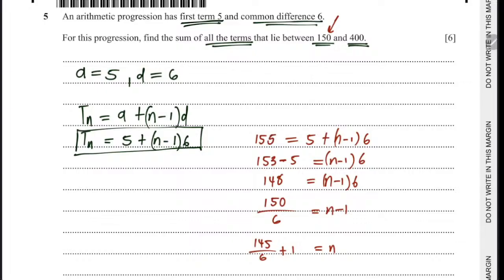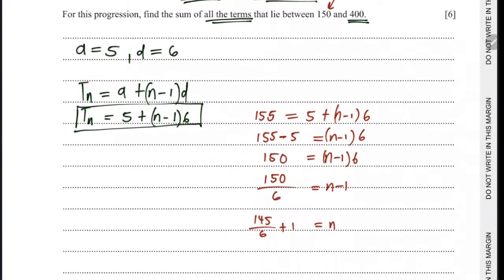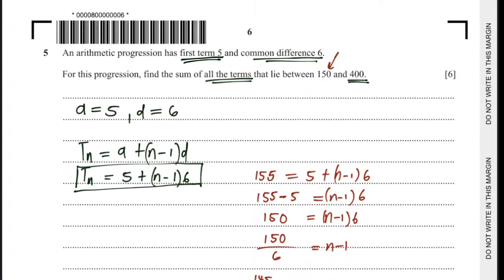So the first term which is between 150 and 400 is actually 155. You get it? So that when you say 155 minus 5, you get 150. So this becomes the very first term. So the very first term is 155, and then the very last term will be what? Let me just refer. Give me a second. I want you to see this. You should practice and master.